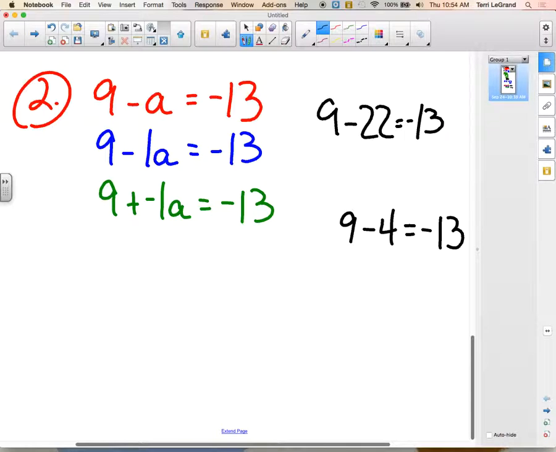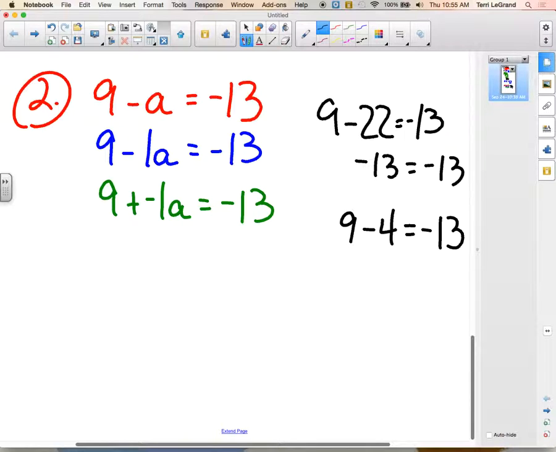1, 2, 3, 4, 5, 6, 7, 8, 9, 10, 11, 12, 13, 14, 15, 16, 17, 18, 19, 20, 21, 22. Look at where we end up. Negative 13. It appears Jossie's right, doesn't it? Because we ended up at negative 13.